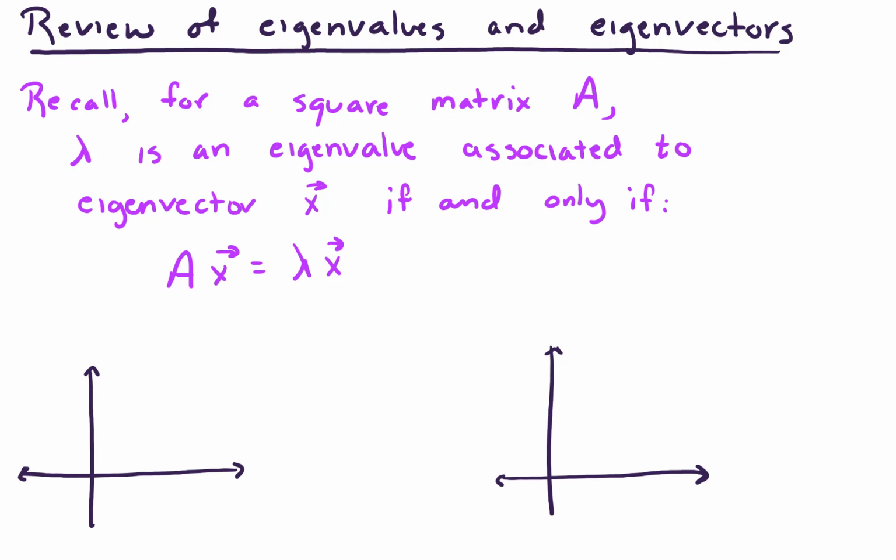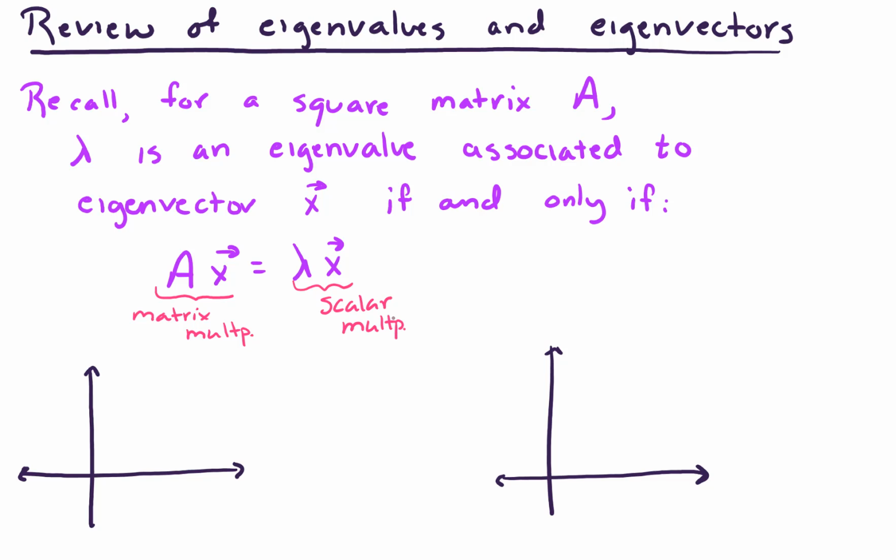A couple of points before moving on. On the left-hand side of the equation, this is a matrix multiplication because we have matrix A times a vector x. And on the right-hand side, note that this is a scalar multiplication.